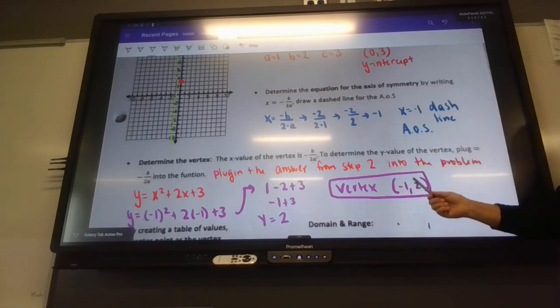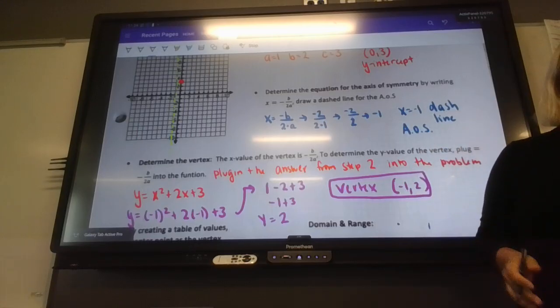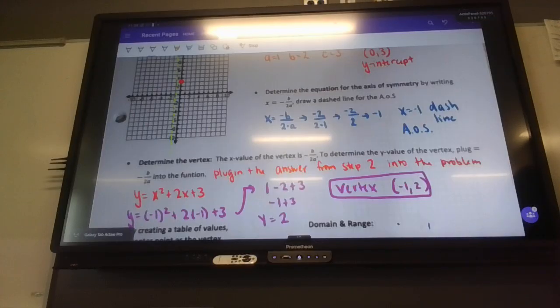All right, so we put the -1 in, that was the x value. We got a 2 out, that's the y value. Go ahead and plot it. It's on the dash line. -1, comma 2. X, comma 1.